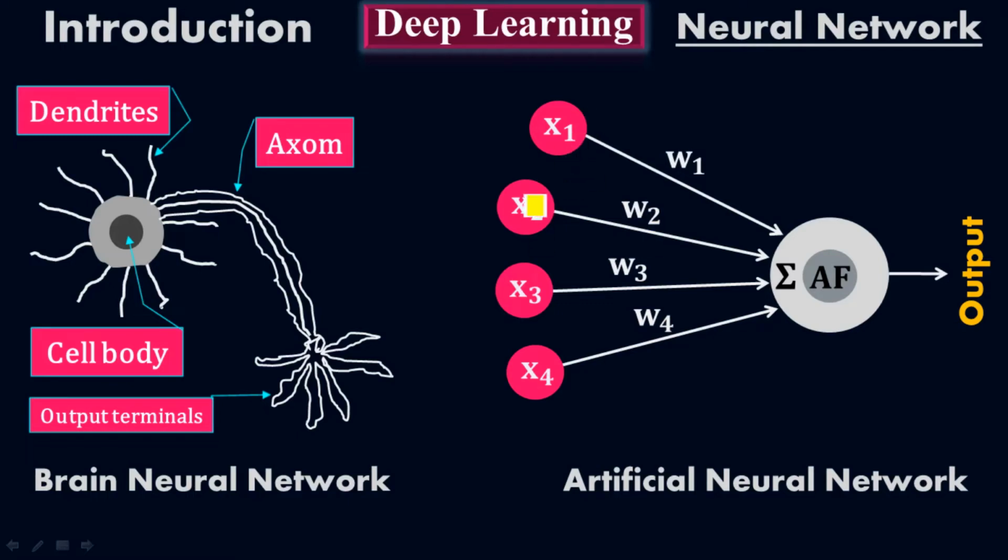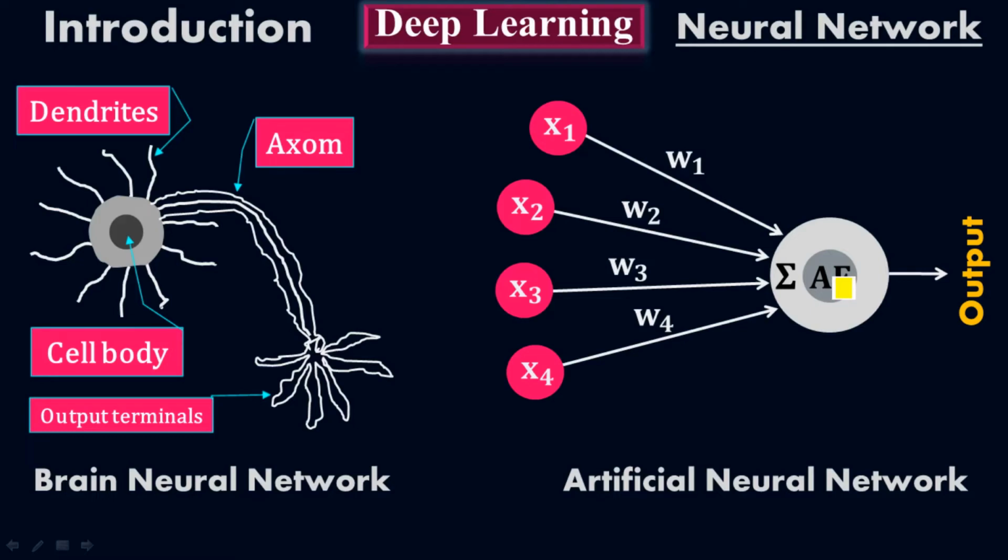When it receives the information here, it takes the product with a weight, like x sub 1 times w sub 1, and then it comes here. Here the summation takes place: x sub 1 times w sub 1 plus x sub 2 times w sub 2 plus x sub 3 times w sub 3 plus x sub 4 times w sub 4. So it is the summation process here. It is exactly like this cell body, where summation takes place, and then here the activation function applies.